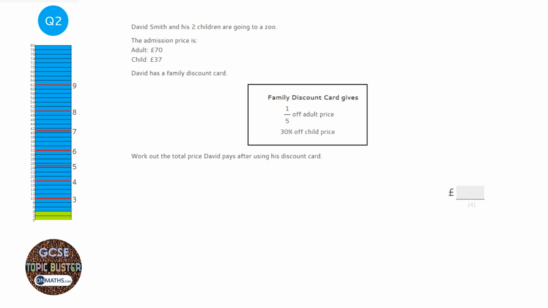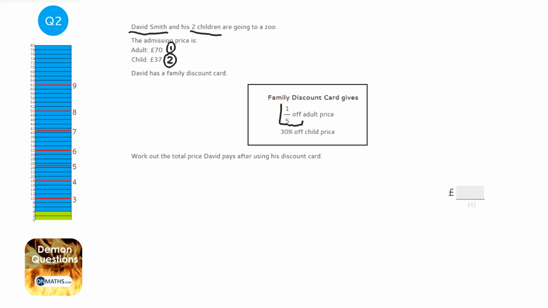Okay, so this question's about an adult and two children. So we've got David Smith and two children. So there's one adult and two children. But the prices shown are not quite right because there's a discount. There's a 5th off adult price and 30% off the child price. So let's work out the adult price first.